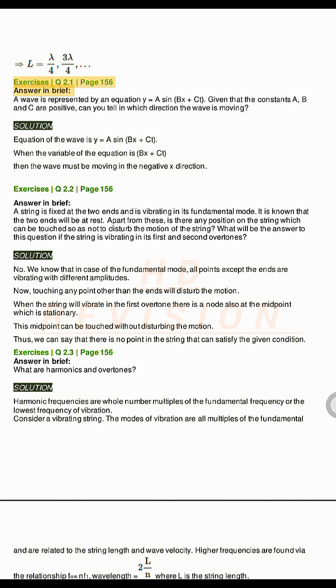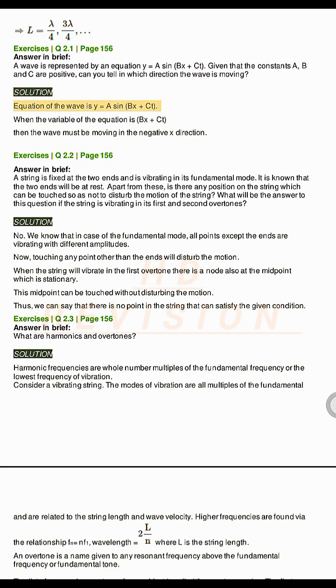Exercises Q2.1, page 156. Answer in brief. A wave is represented by an equation y equals a sin(bx + ct). Given that the constants a, b and c are positive, can you tell in which direction the wave is moving? Solution. Equation of the wave is y equals a sin(bx + ct). When the variable of the equation is bx plus ct, then the wave must be moving in the negative x direction.